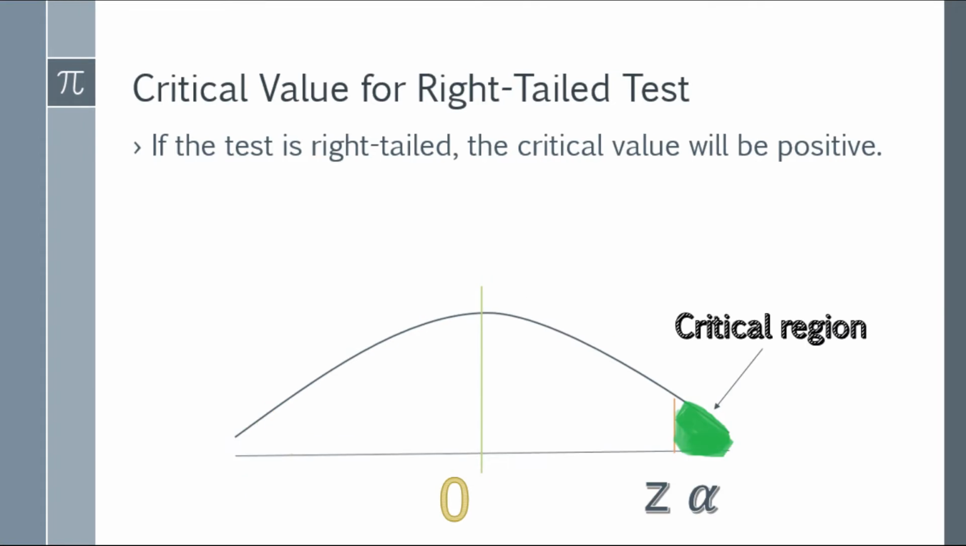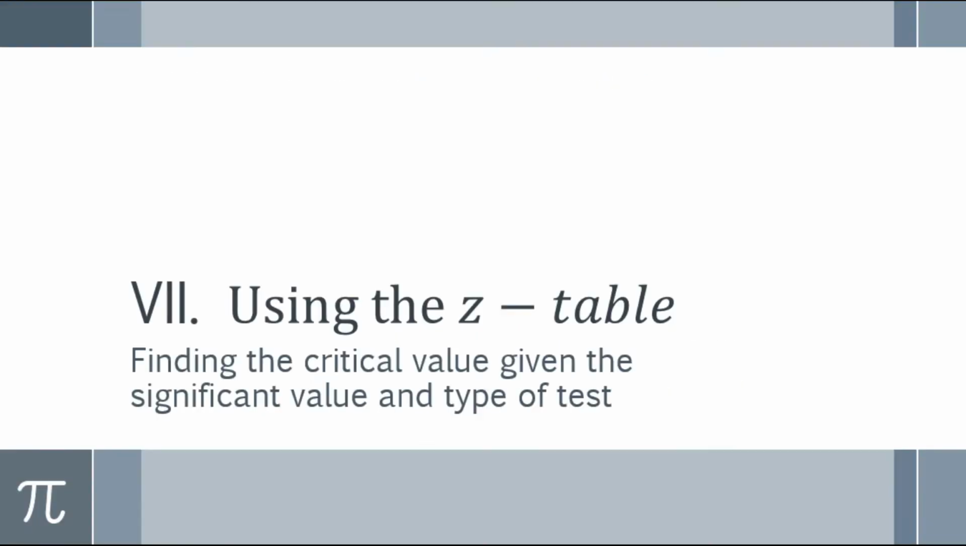Next one, we have the critical value for right-tailed test. If the test is right-tailed, the critical value will be positive. So, dito naman, yung critical region natin is sa kanan kasi nga right-tailed test tayo. And also, we're not going to divide it by 2. We're only going to divide the level of significance pag two-tailed test na siya. Alright, so let's move on to Chapter 7, using the Z table, finding the critical value given the significance level and the type of test.